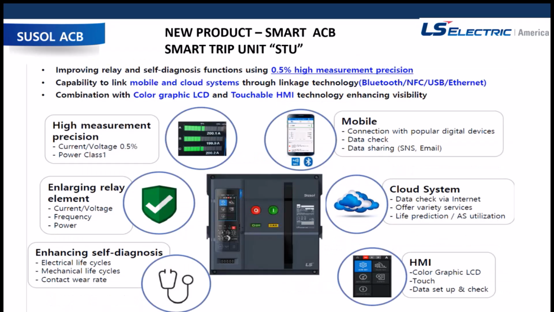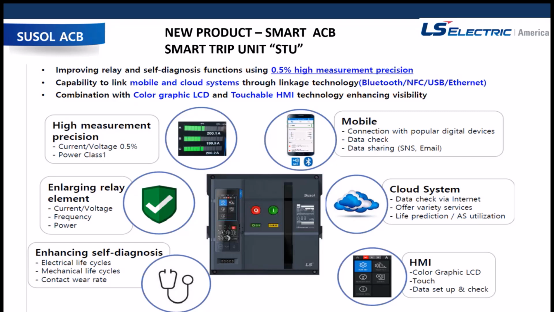New products. So this is what I wanted to get to in the presentation. The new products are smart AC breakers. It's called the smart trip unit, replacing the old OCR. They have high measurement precision, so current and voltage is 0.5%. It's power class 1. It has enlarged relay elements, so it's more accurate.